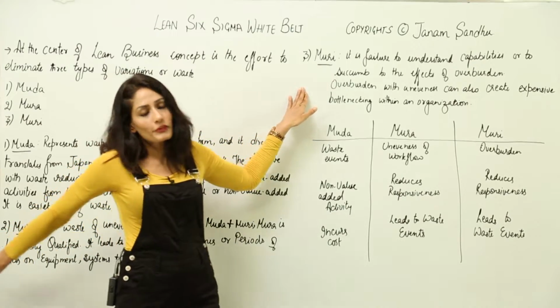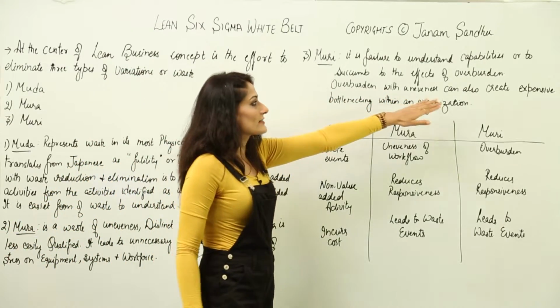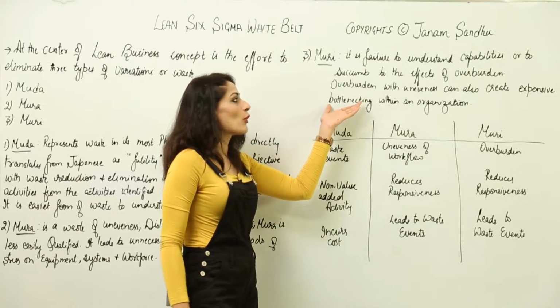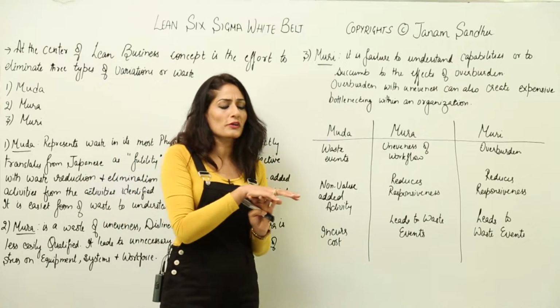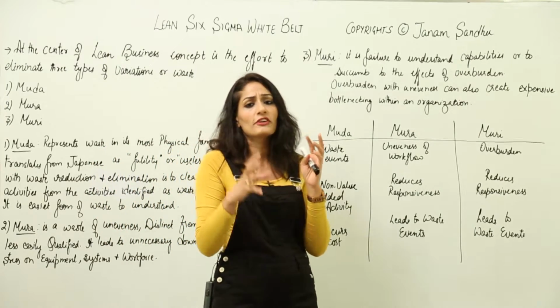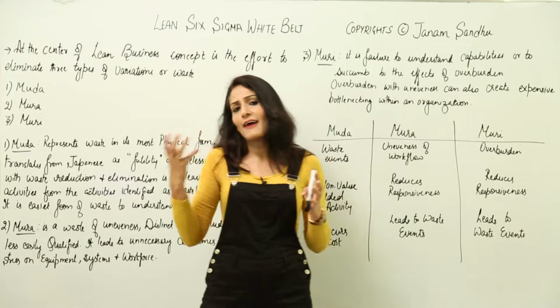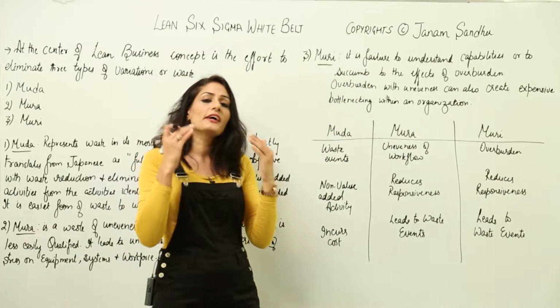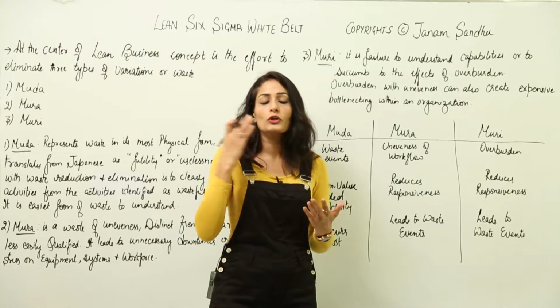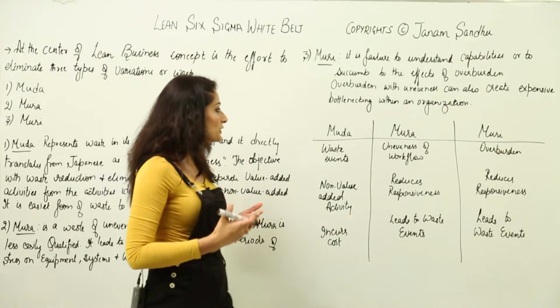So overburden, with unevenness, can also create expensive bottlenecking within the organization, that you won't understand where these bottlenecks are, why our processes are not even, they are not stable, and why we are having so many defects, because we are not able to understand that we are overburdening our processes, we are not using them the way they should be used.